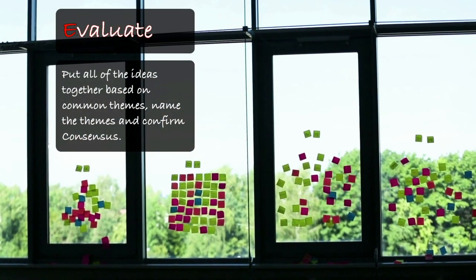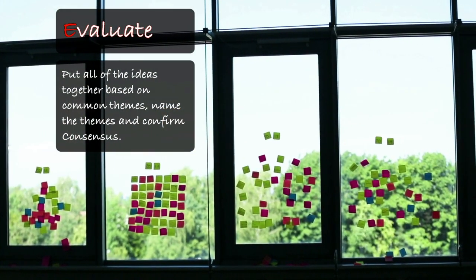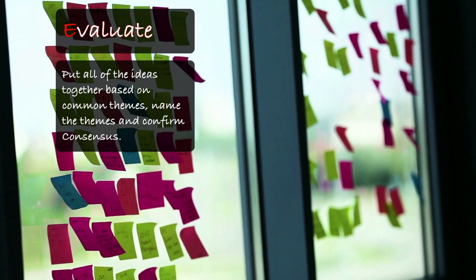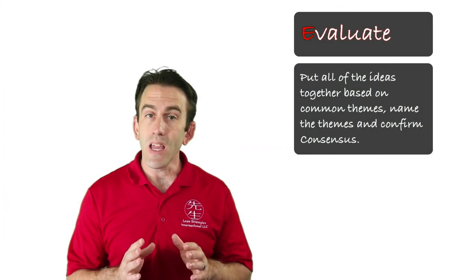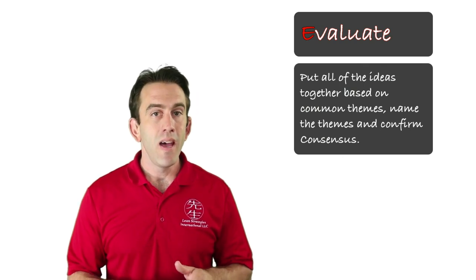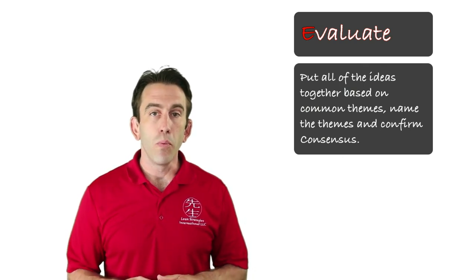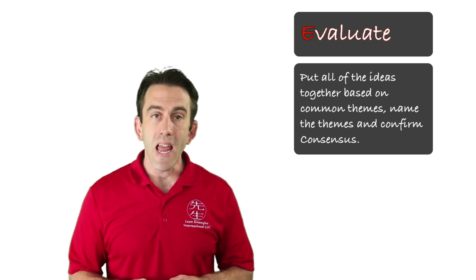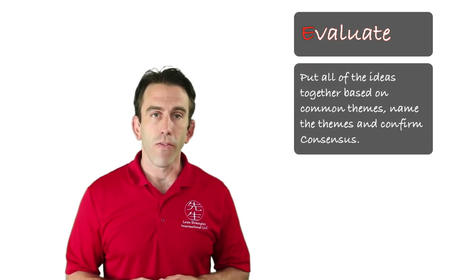In the last step, members of the group will evaluate all the ideas and begin placing them in groups based on a common theme or relationship. After the ideas have been grouped, they are labeled. Each theme should be labeled with a name and consensus confirmed.